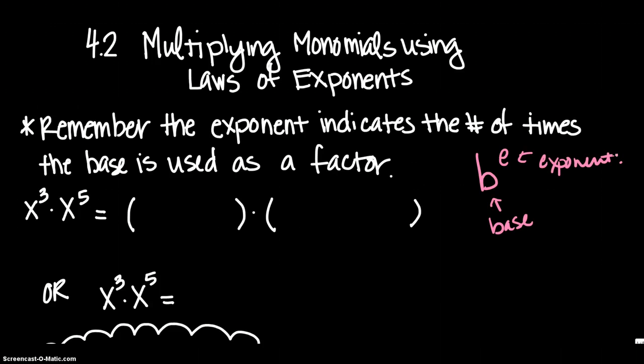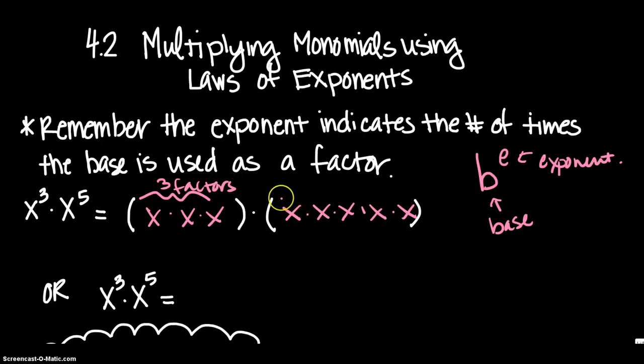Okay, you should remember that. So if we have something like x to the third times x to the fifth, this is x times x times x, because x to the third means you have 3 x's. X to the fifth means you have 5 x's. 1, 2, 3, 4, 5, right? So this means we have 3 factors.